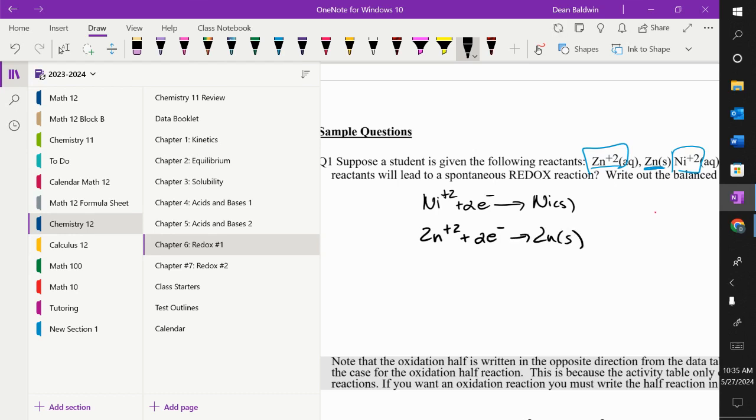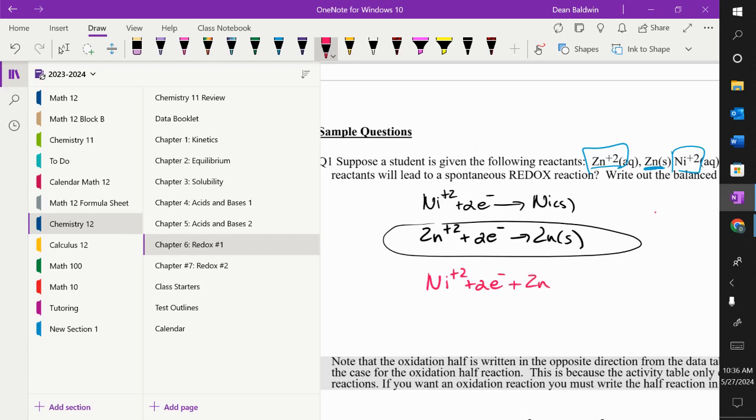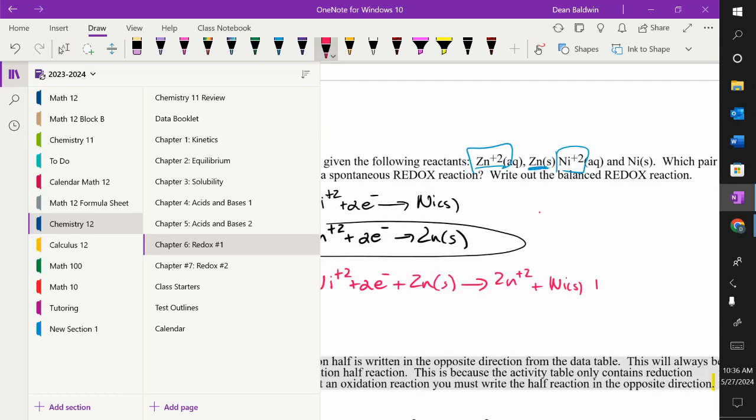But we know from our balancing that the electrons have to cancel. And we just said that nickel 2 will react with the zinc metal. So we're going to flip this reaction. The atom that is ionized, or the molecule that is ionized, you flip the reaction to write it out. So the actual reaction of this is going to be nickel plus 2 electrons plus zinc solid will go to zinc plus 2 plus nickel solid plus 2 electrons.